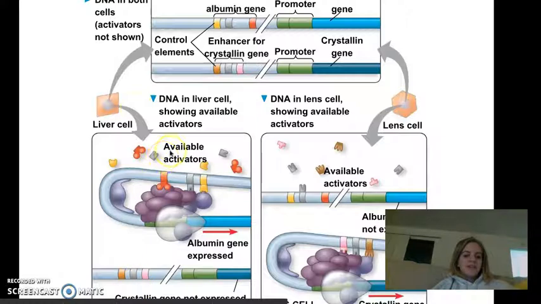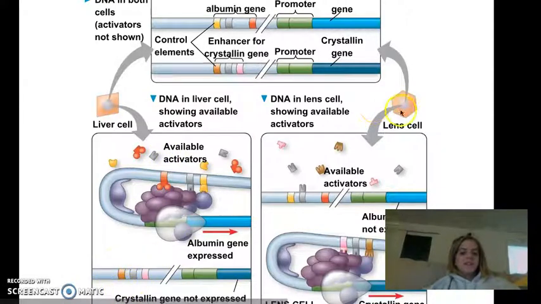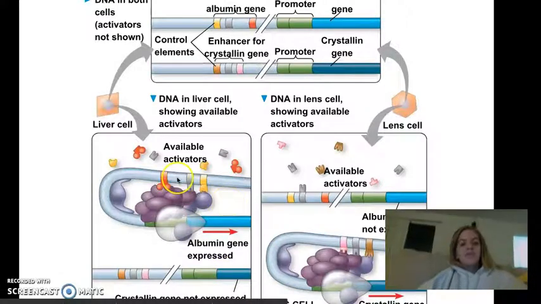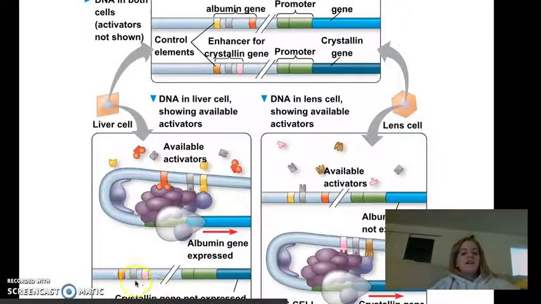Notice, however, that the activator proteins are not available for the crystallin gene, which is expressed by the lens cell. So in this case, those activators are not going to be present in the liver cell. However, the crystallin gene is still present in the liver cell because it's the same DNA. But since those activators are not present, we're not going to get any transcription.